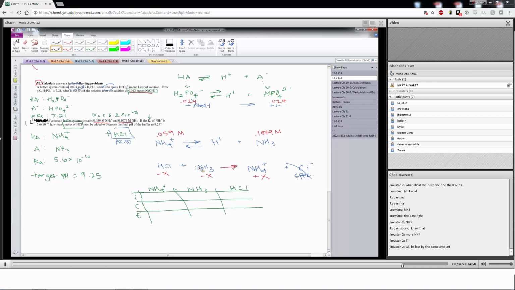So if I start with 0.059 moles of this, and 0.1079 moles of that, and X moles of that. The change then, we determined I'm going to add more here. I'm going to subtract the same amount here, subtract the same amount here. It's going to use up all my HCl, and I'll have 0.059 plus X here, and 0.1079 minus X there.